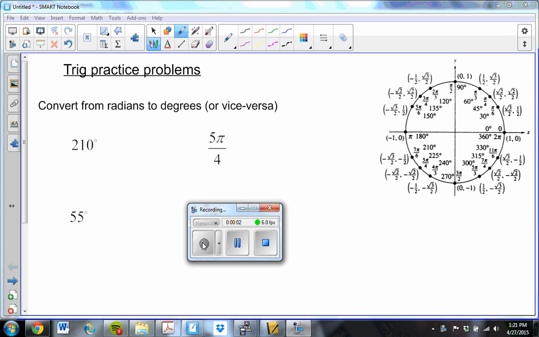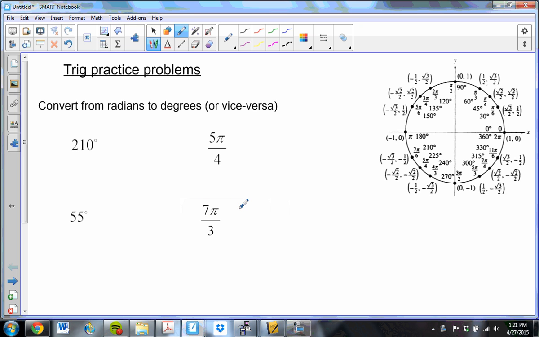Make a quick video about examples of problems that we've been doing in this chapter and things to work on. First I'm going to do converting between degrees and radians.